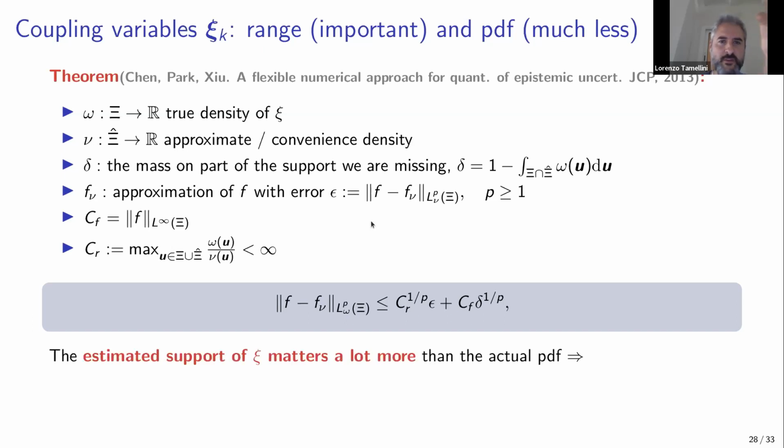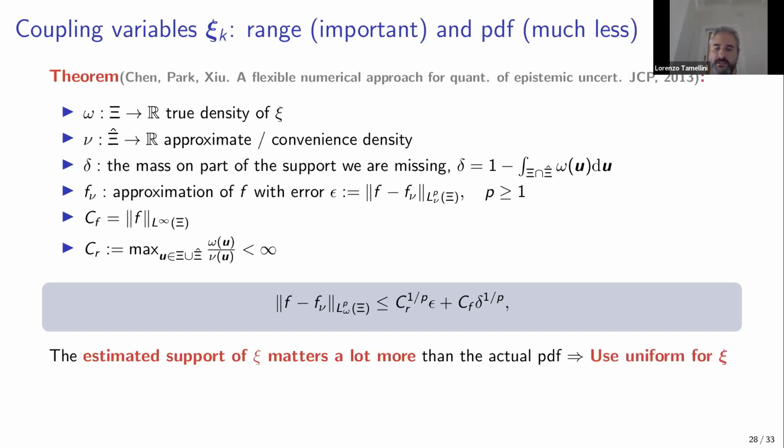The takeaway of this theorem is that whenever you have epistemic uncertainties, so whenever you don't know the PDF of your random input, it is more important to be accurate in predicting the range of this variable whose PDF is unknown, rather than knowing the actual PDF. So you can get away with a decent estimate, even if you get the shape of the PDF wrong, as long as you do a good job in estimating the range of the coupling variables.